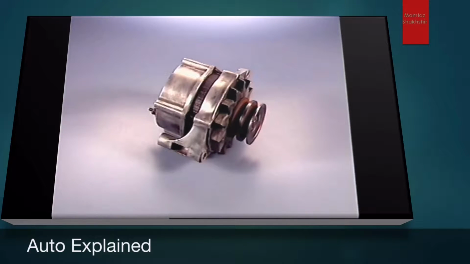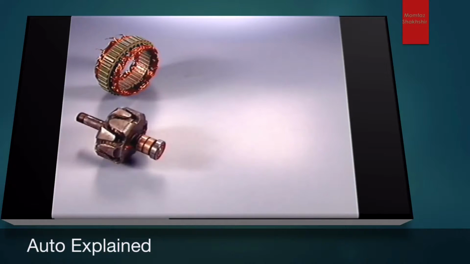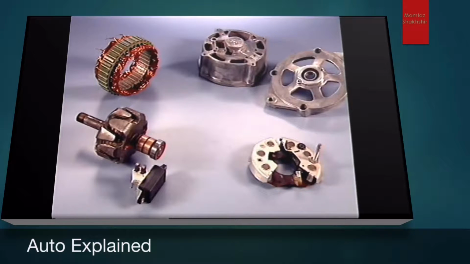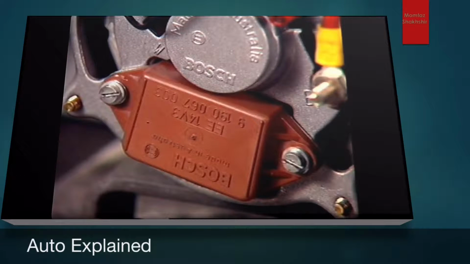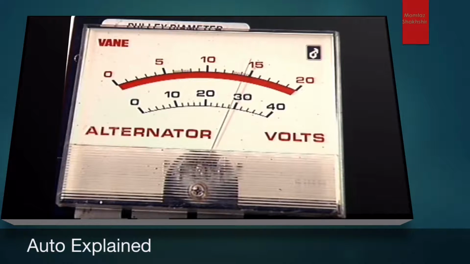The alternator consists of a stationary winding assembly called the stator, a rotating electromagnet, the rotor, a slip ring and brush assembly, a rectifier assembly, two end frames, and a cooling fan. A voltage regulator monitors battery voltage and varies current flow through the rotor field circuit and thus controls the strength of the rotating magnetic field. This keeps system voltage to a safe level.